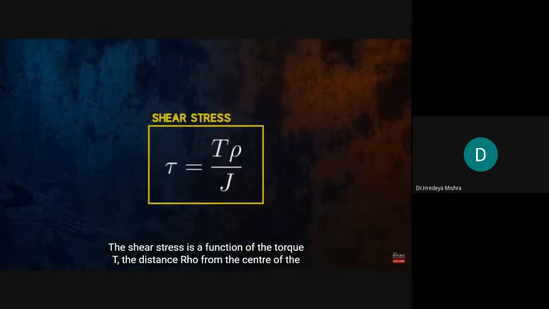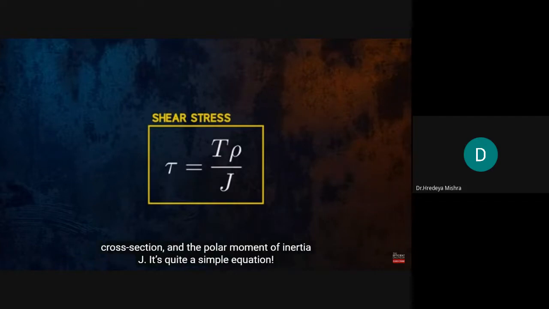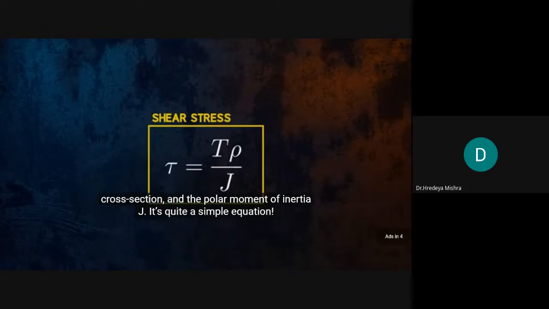The shear stress is a function of the torque T, the distance rho from the center of the cross section, and the polar moment of inertia J. It's quite a simple equation.